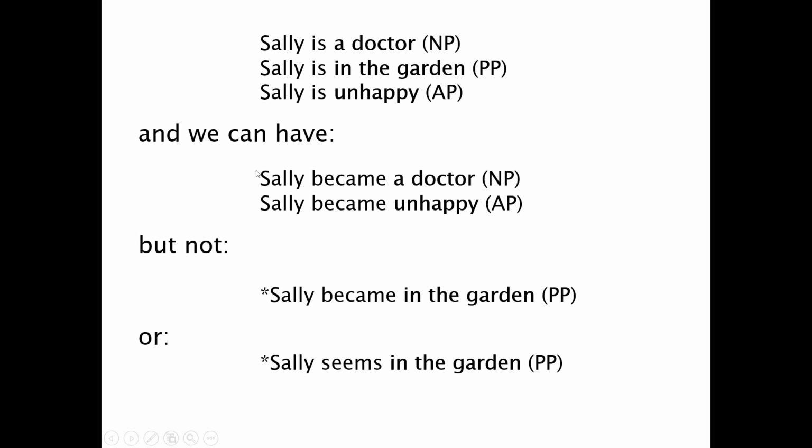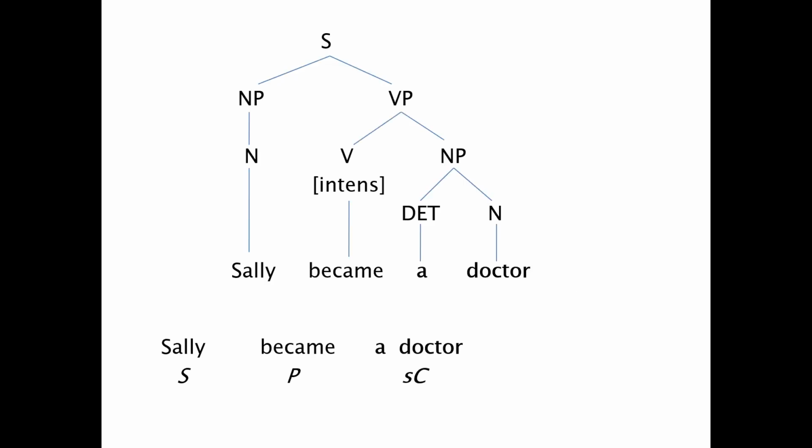Can we say Saleh became a doctor? Yes. Saleh became unhappy? Yes. But not Saleh became in the garden. No. You can't say Saleh became in the garden, or Saleh seems in the garden. As you see here, this is a complement of subject. So the noun phrase here is a complement of subject. Can I use an adjective phrase? Yes, I would say Saleh became very happy.